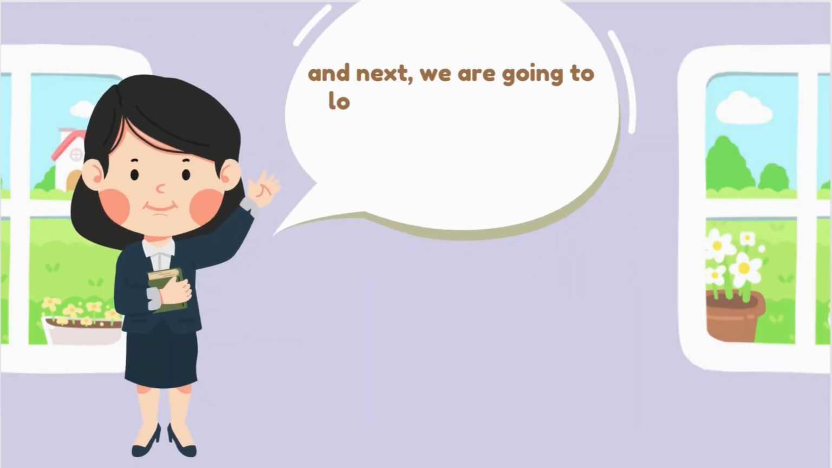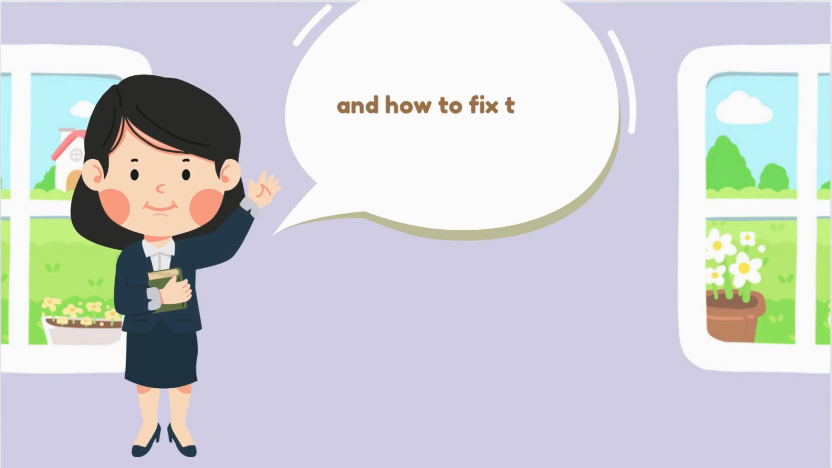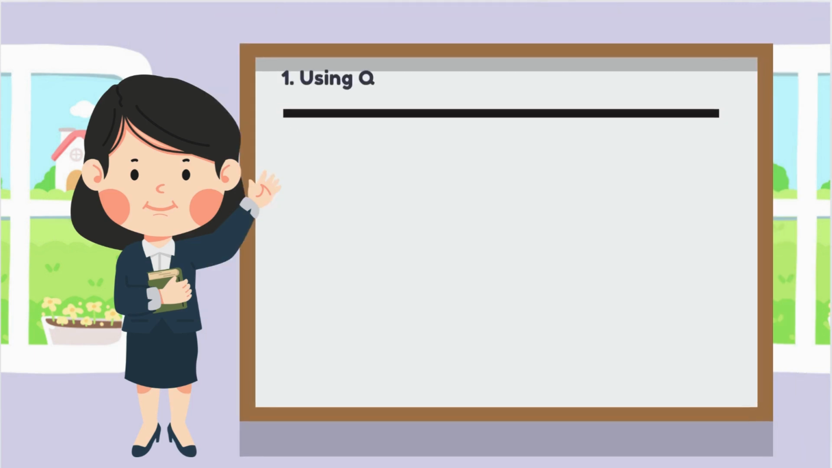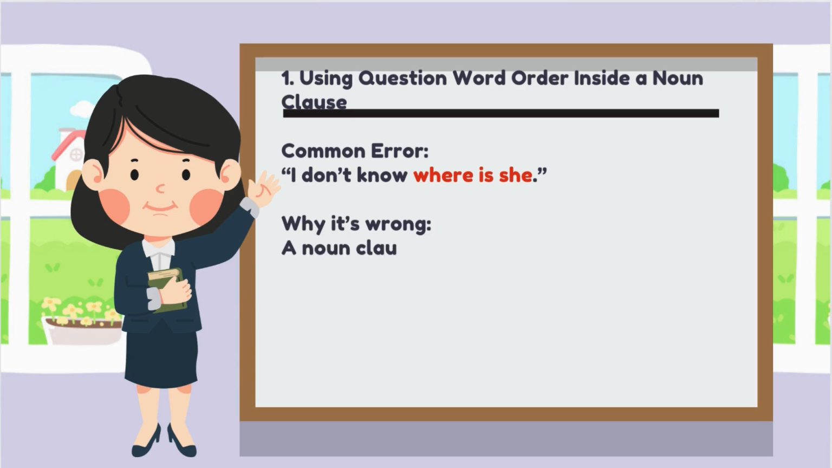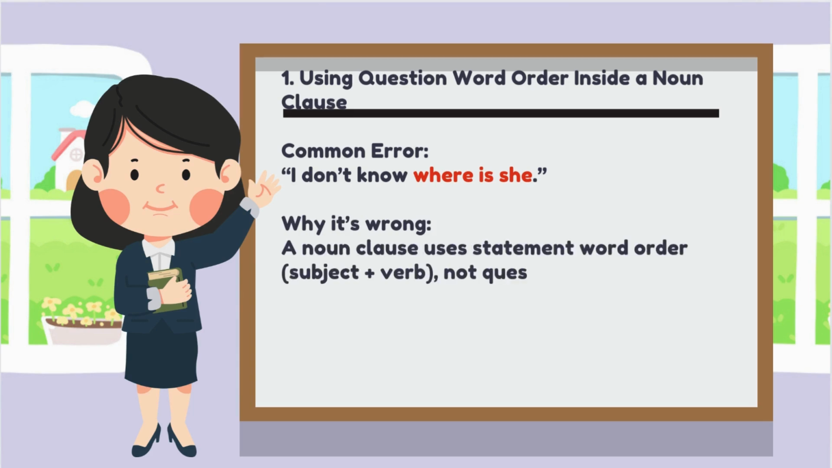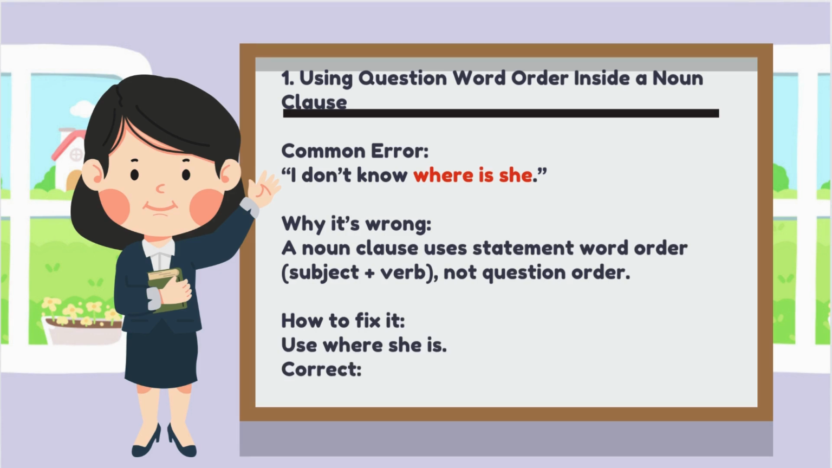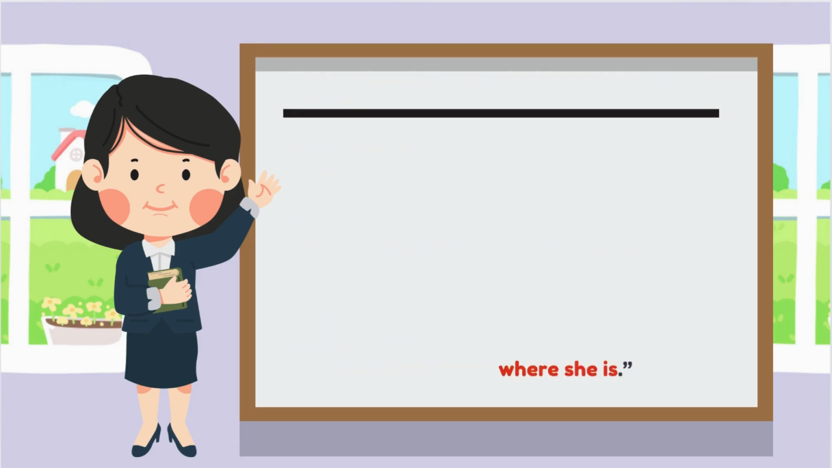And next, we are going to look at some common errors in noun clause and how to fix them. First, using question word order inside a noun clause. Common error: I don't know where is she. Why it's wrong? A noun clause uses statement word order such as subject plus verb, not question order. And how to fix it? Use where she is. So the correct is I don't know where she is.